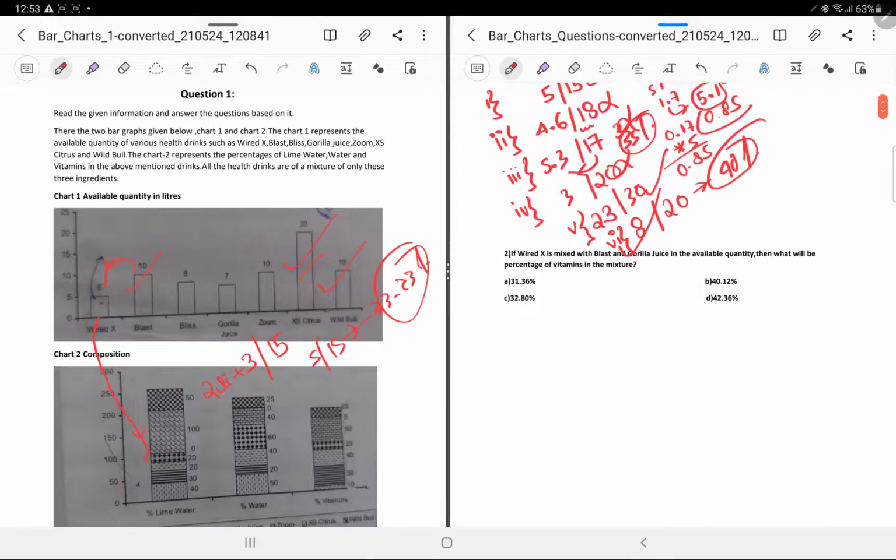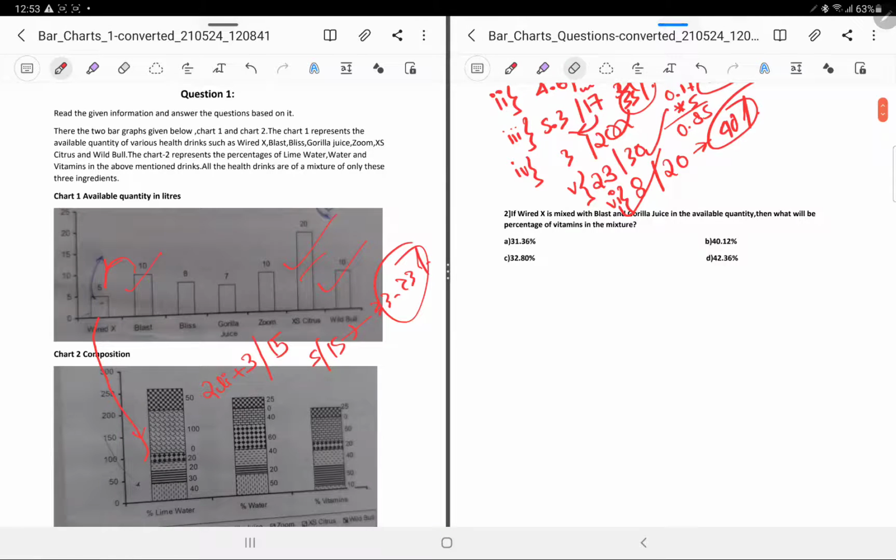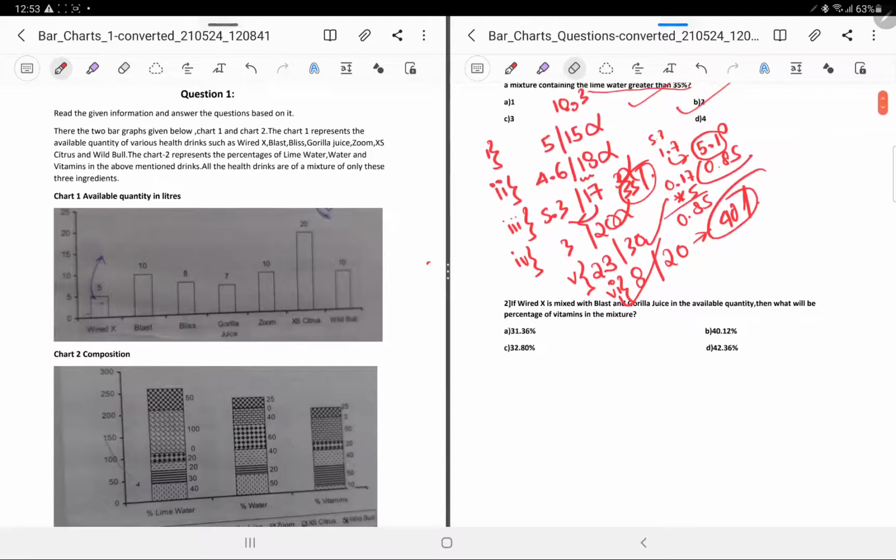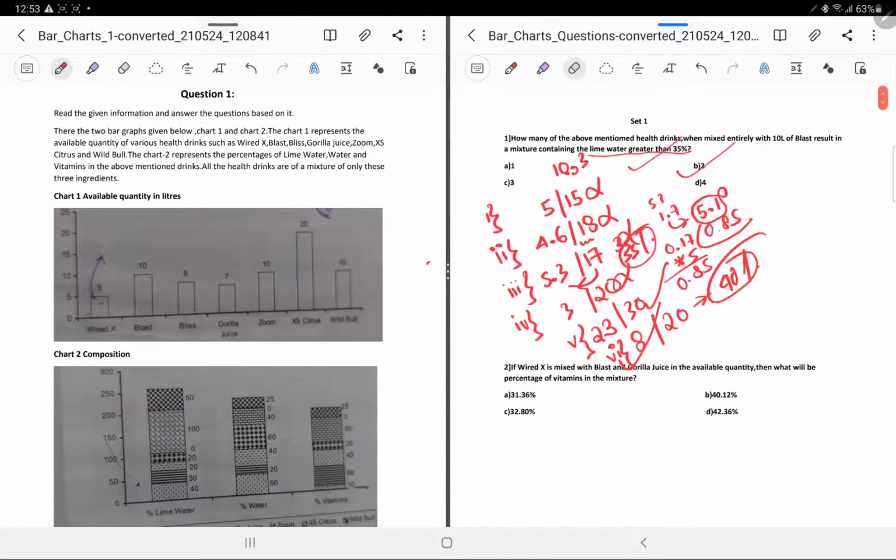Now let's move on to the next question. Okay, let's try and solve the next question now. Let's try to see the next question now. Okay, simple. I think any other approach that we could have taken?